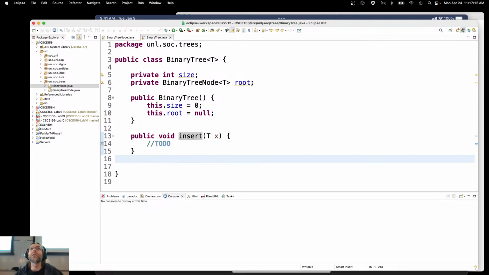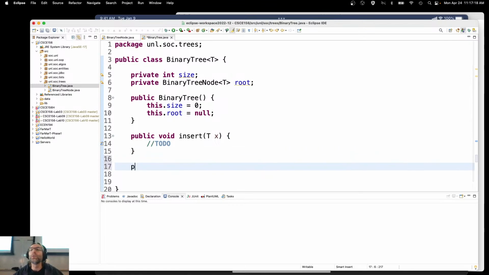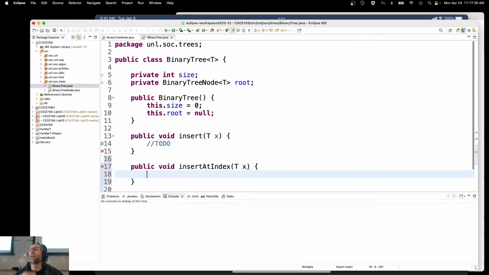Something to think about when you're designing your list for not this Friday, but the next Friday, right? Does it make sense to have a public void insert at index, T x? Well, does it make sense here with a tree? Are there indices in a tree? Doesn't make any sense. Does it make sense for your sorted list class?